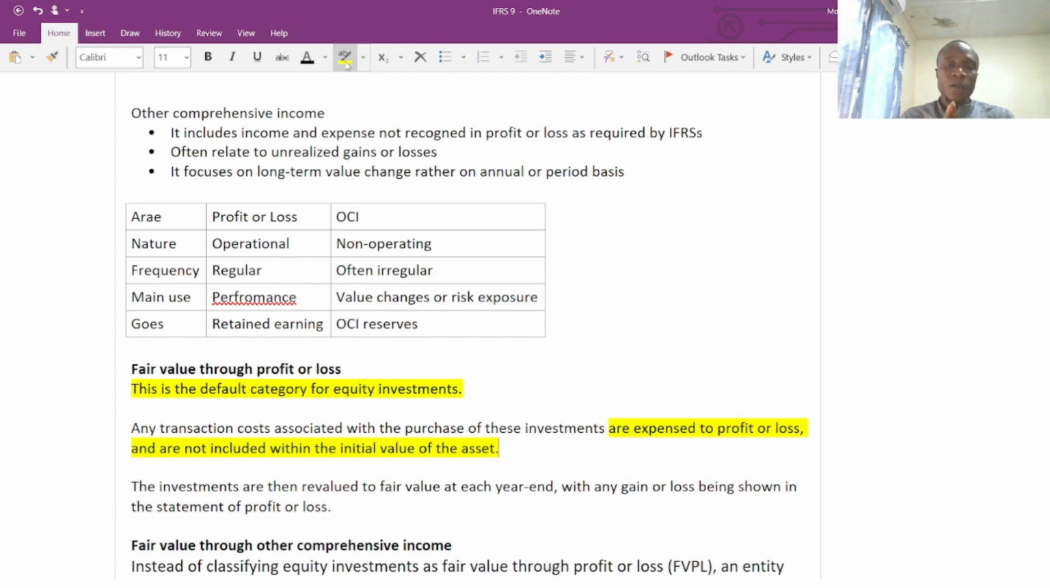So when you are studying, these are the key points that you need to know. Transaction cost for the equity investment under the fair value to profit or loss, we are not going to include it. We are going to expense it. We are going to show it as an expense.